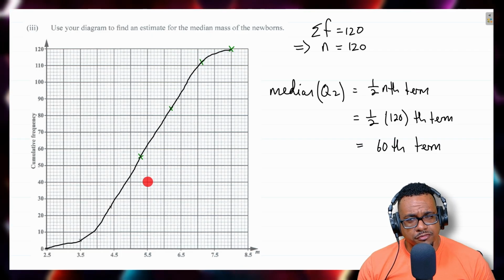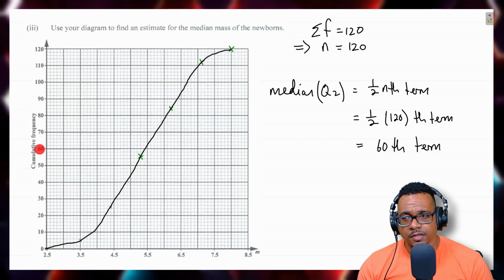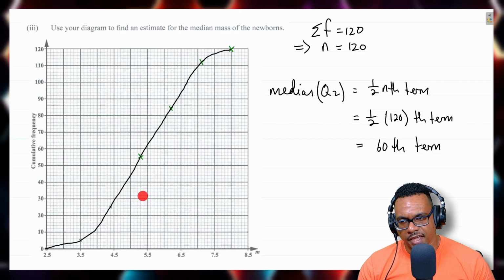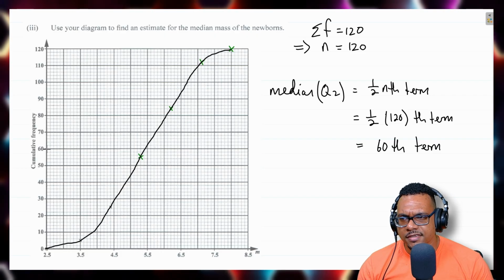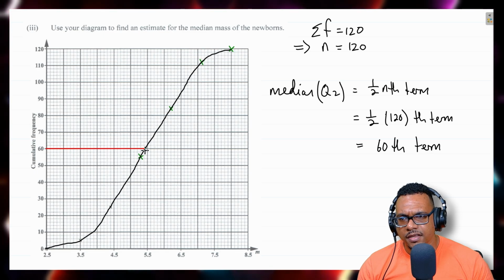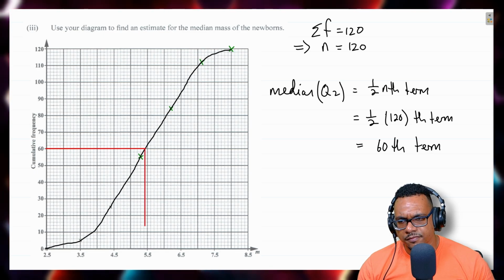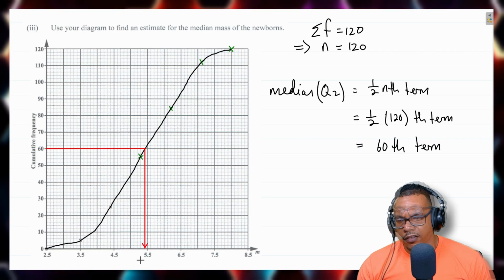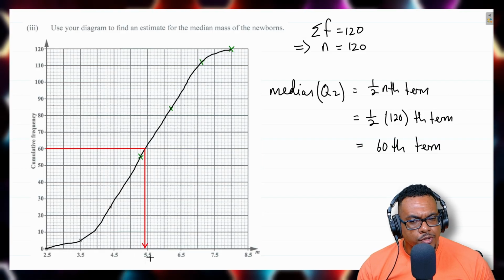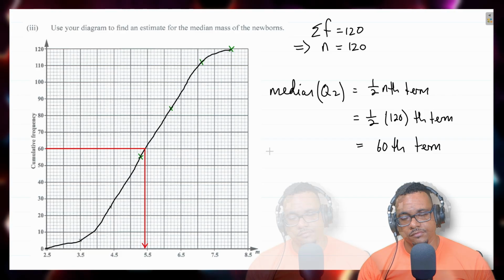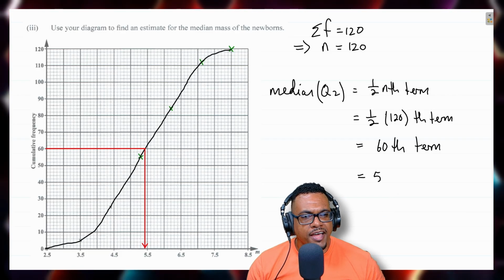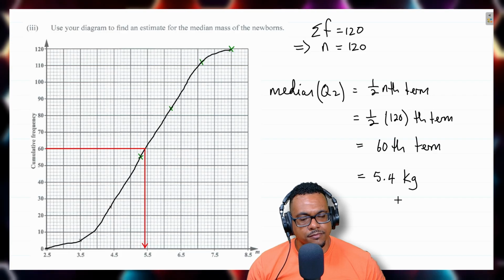So we just have to come here on the cumulative frequency, find 60 on the cumulative frequency, draw a line across where it touches the curve, bring the line down, and that will be the median. So you can see we have a solid line where the 60 is, so we're just going to bring that across. It touches the curve right here, and we're going to bring that line down. And this would give us the median. Now remember, on the x-axis, each little block was 0.1, and this is just one little block away from 5.5, which means this is 5.4. So therefore, median will be 5.4 kilograms.